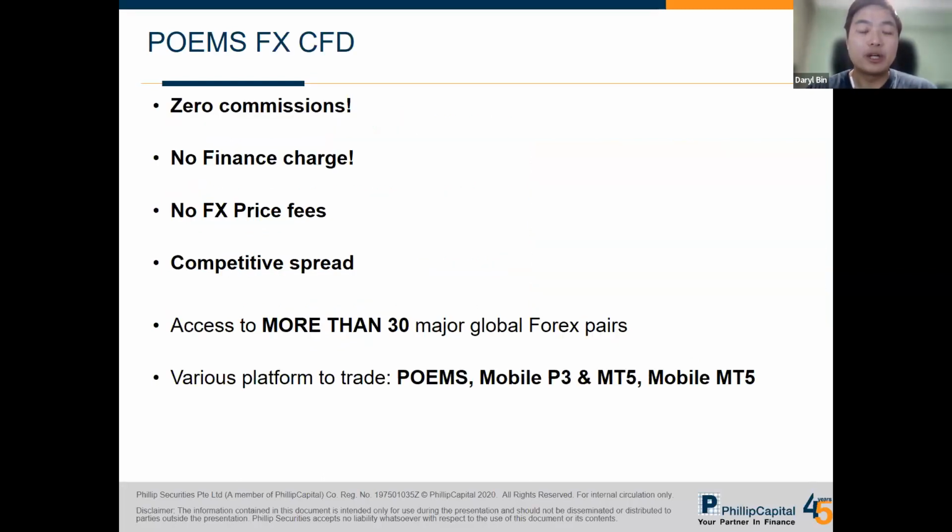The best part about trading with us is that there is zero commission for every buy and sell trade you make with forex. There is no financing charge, no FX price fee, and we offer competitive spreads. You'll be able to access 30 major global forex pairs, and we have multiple platforms for you to trade. We have POEMS, mobile POEMS 3, and we have MT5 and mobile MT5, depending on which platform suits you the best.